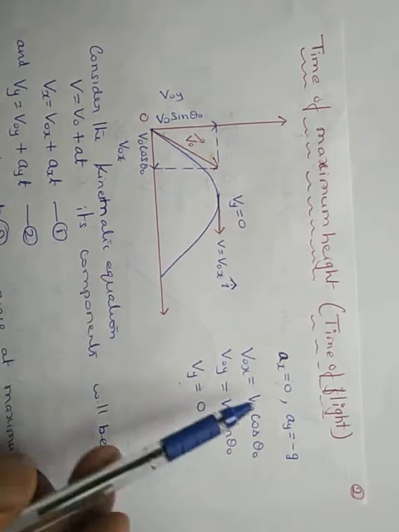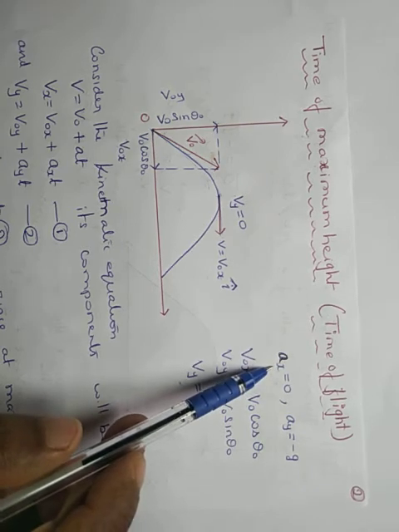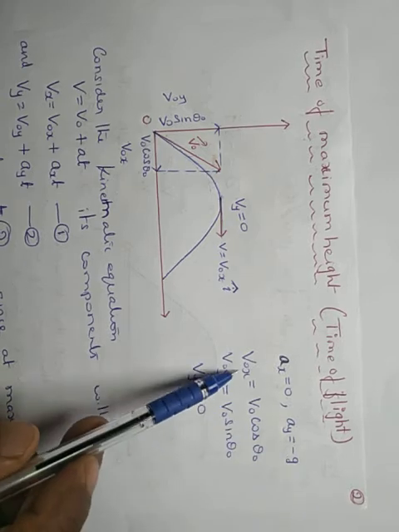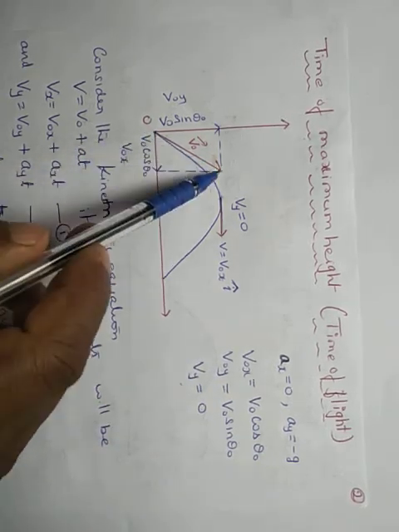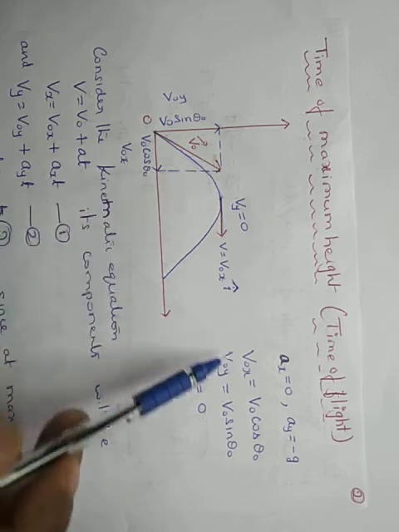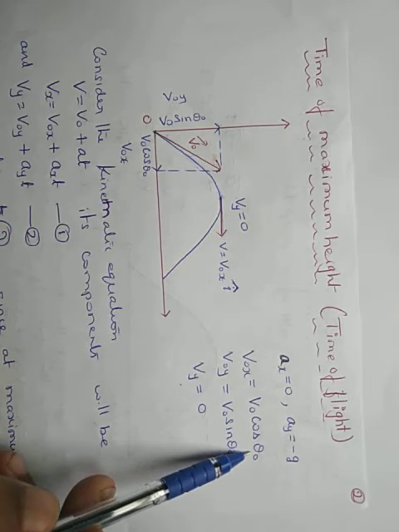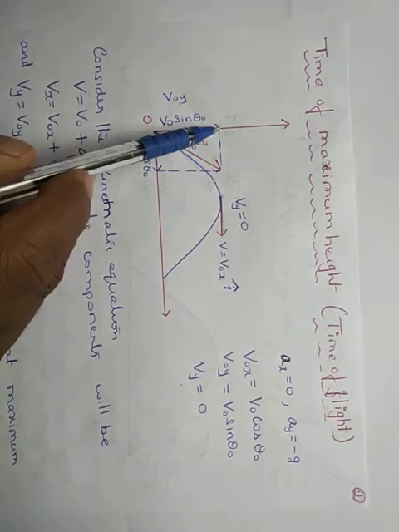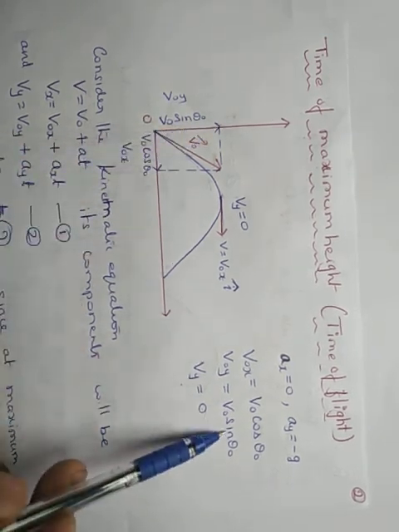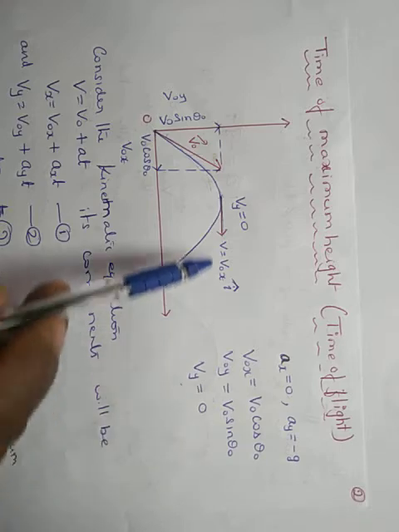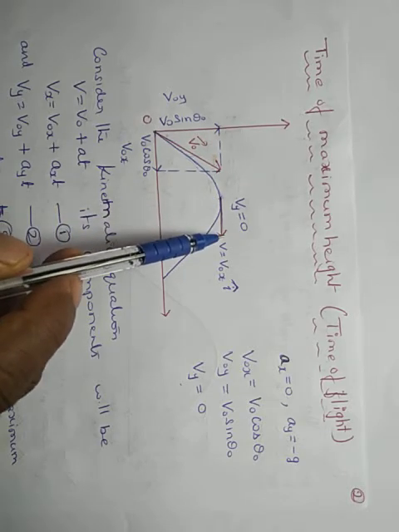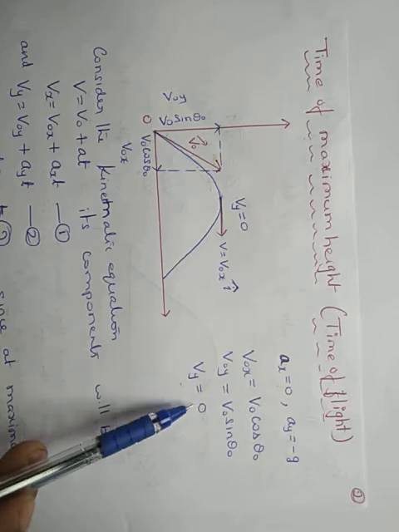As in the earlier case, the component of acceleration along the x axis is 0, along the y axis is minus g, and the components of the initial velocity vector are v naught x equal to v naught cos theta naught and v naught y equal to v naught sin theta naught. At the maximum point it has only v naught x, no v naught y. So, v naught y equal to 0.